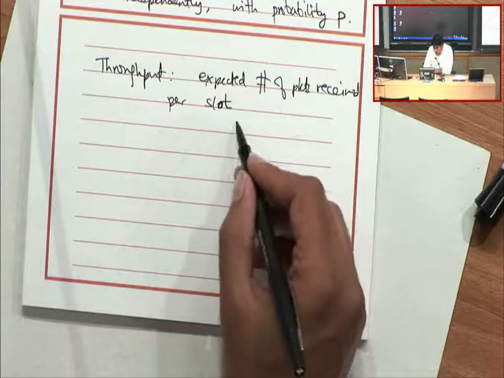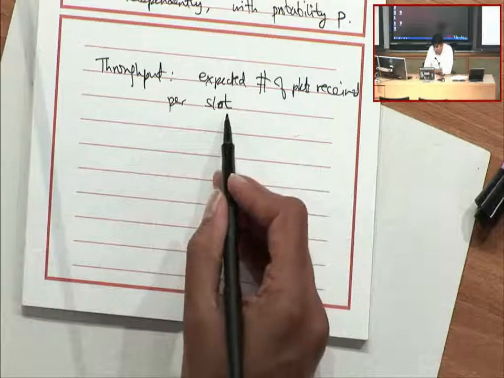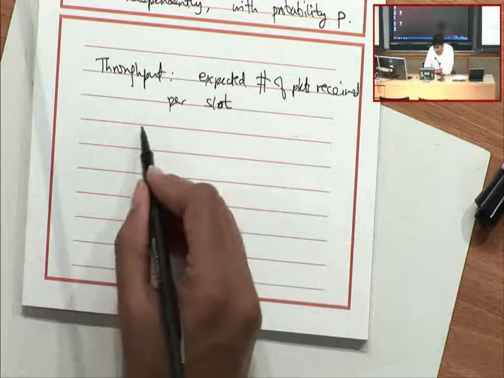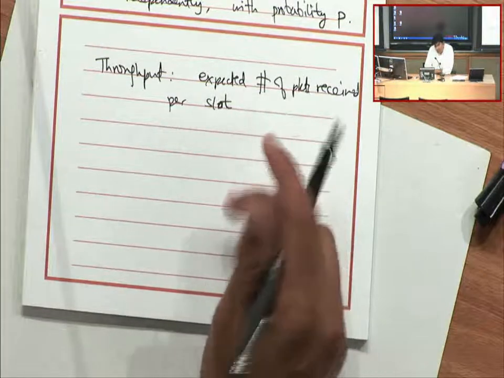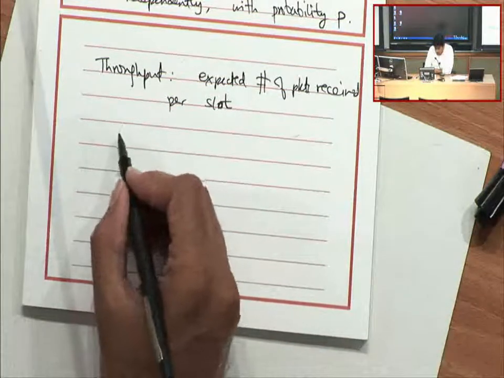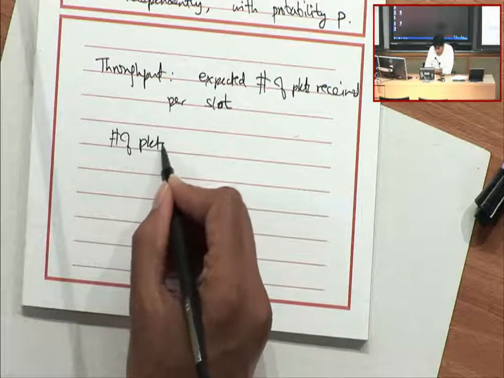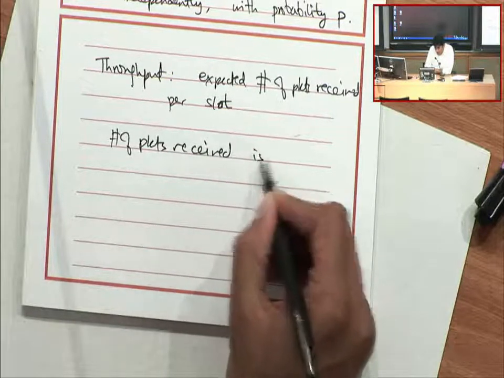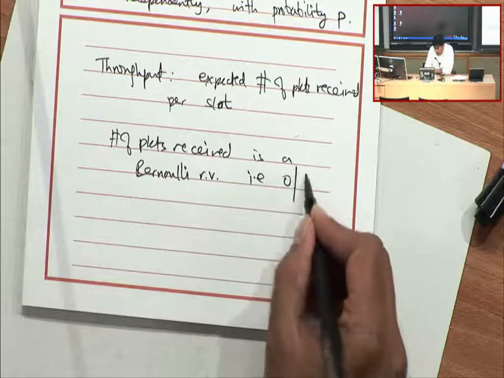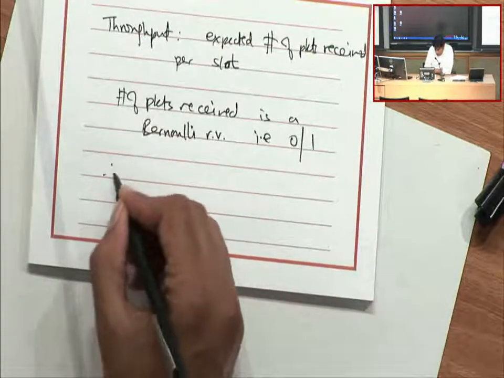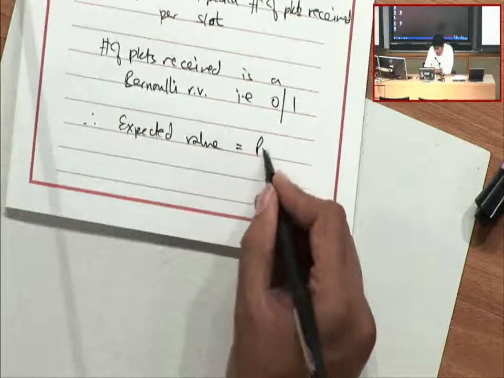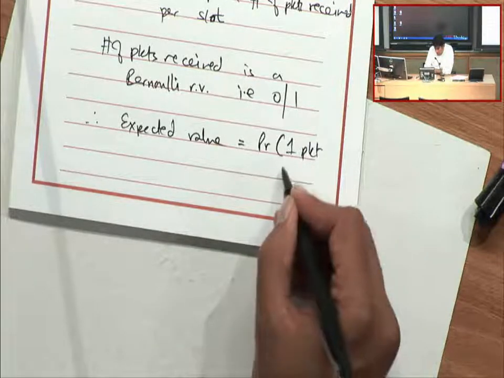The number of packets received in any given slot is either 0 or 1, and the only way in which you can receive one packet is if exactly one transmitter transmitted. So because it's a Bernoulli random variable with either 1 or 0, the expected value is just the probability that it's 1, right? So the number of packets received is a Bernoulli random variable, i.e. 0 or 1, and therefore expected value equals probability that one packet is received.